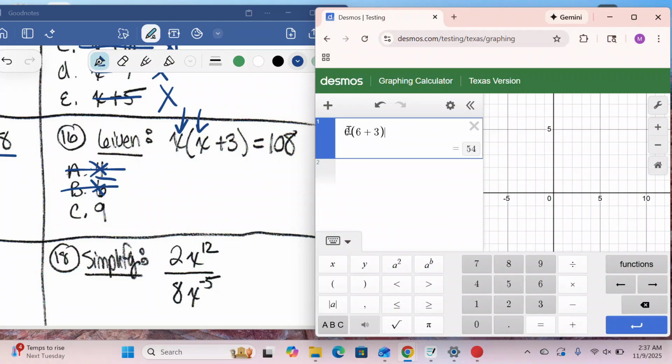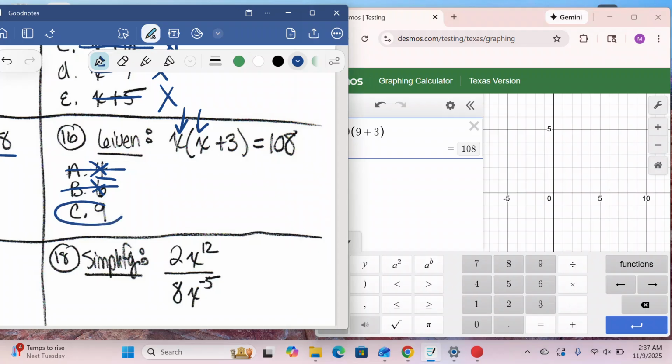If it does give me 108, then it's correct. If it doesn't give me 108, then it's wrong. So I'm going to change the 6s to 9s, and it does give me 108, so that is my answer. And once again, if I want to recheck it, I can recheck it if I need to.